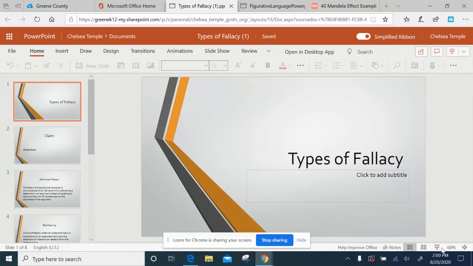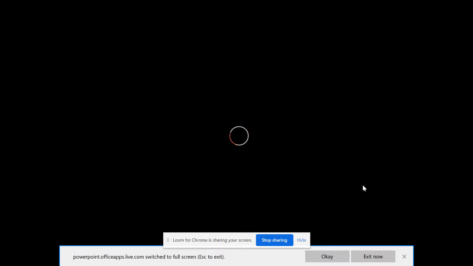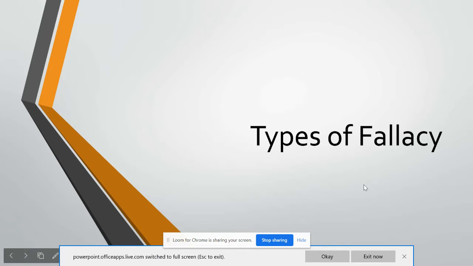Different types of fallacy. So, bring this up here. You may be asking yourself, what is fallacy? I should have pulled this up for you. So fallacy is a mistaken belief, especially one based on an unsound argument.